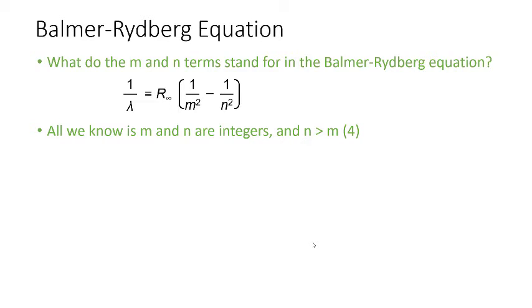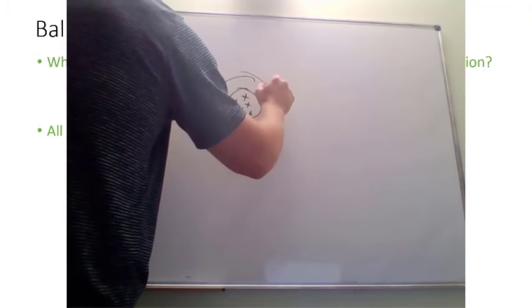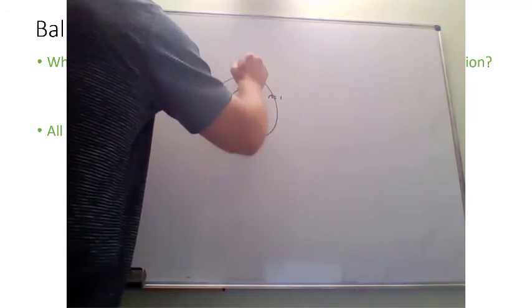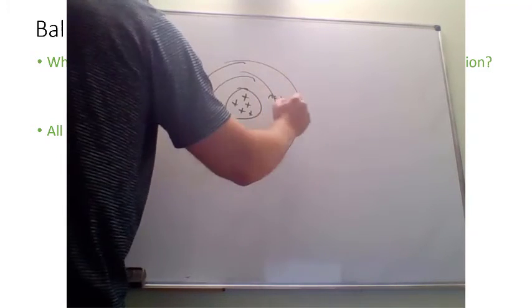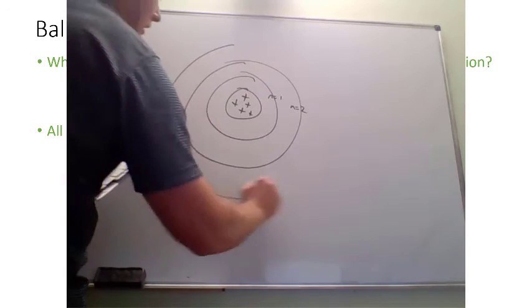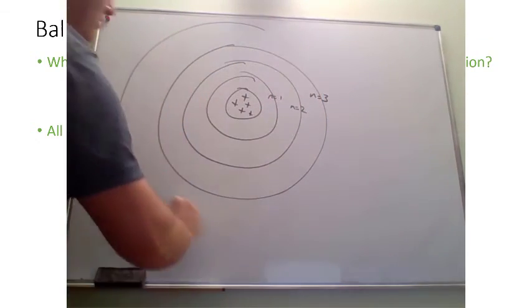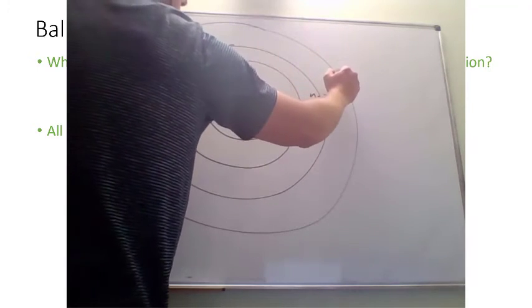So the Bohr model states that the nucleus is surrounded by concentric circles of increasing energy. So if we draw our Bohr model, we have our nucleus in the middle, and we have an energy level that we'll call n equals 1, a second energy level we'll call n equals 2, a third energy level we'll call n equals 3, and a fourth energy level that we'll call n equals 4.